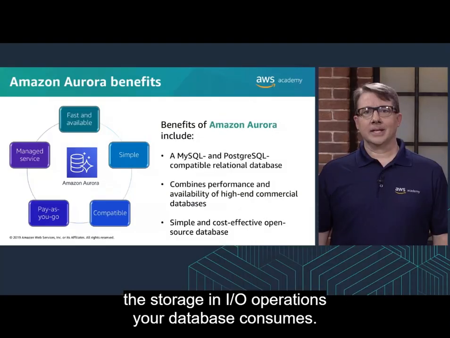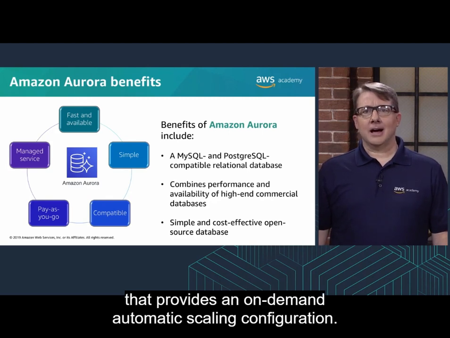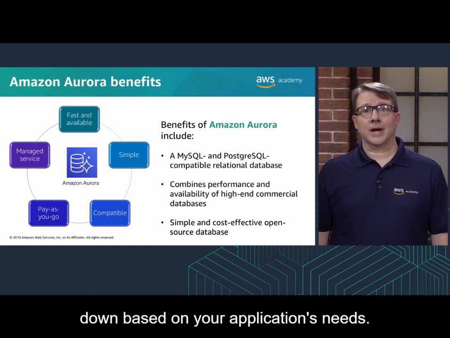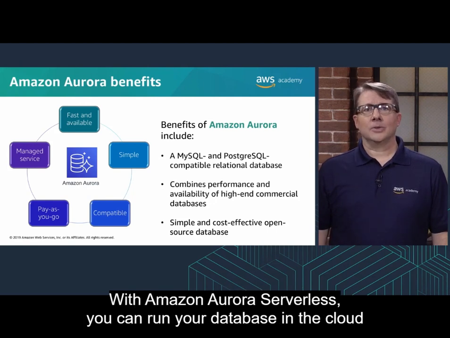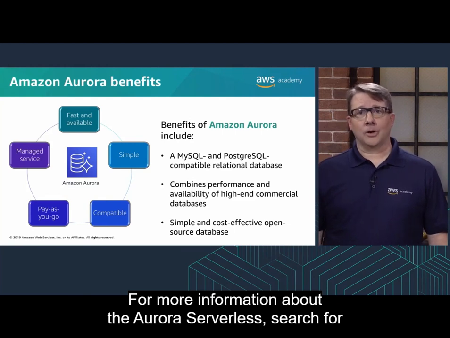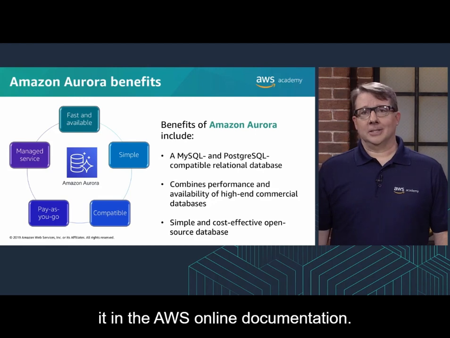Amazon Aurora also has a serverless offering that provides an on-demand automatic scaling configuration. The database automatically starts up, shuts down, and scales capacity up or down based on your application's needs. With Amazon Aurora Serverless, you can run your database in the cloud without managing any database instances or clusters. For more information about the Aurora Serverless, search for it in the AWS online documentation.